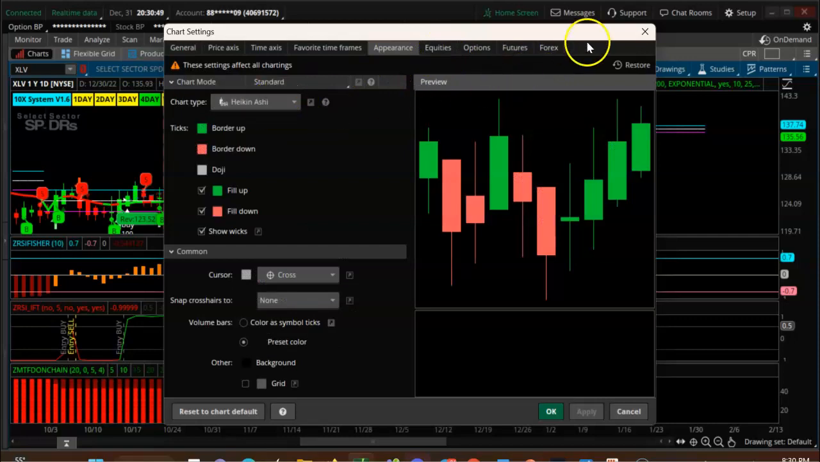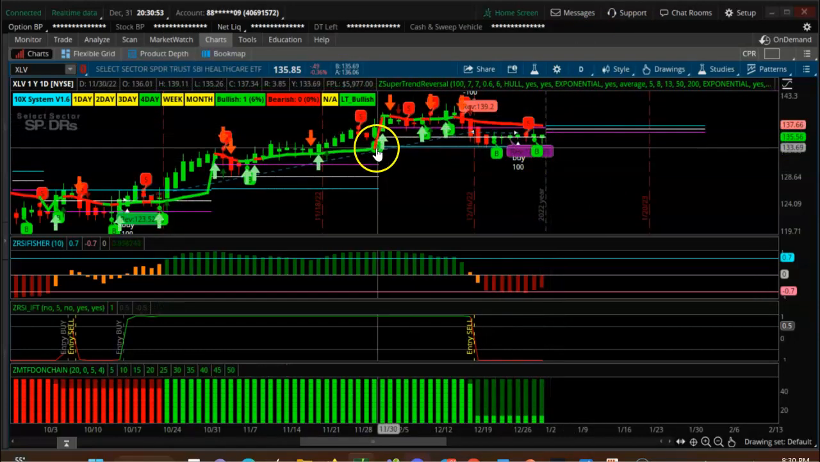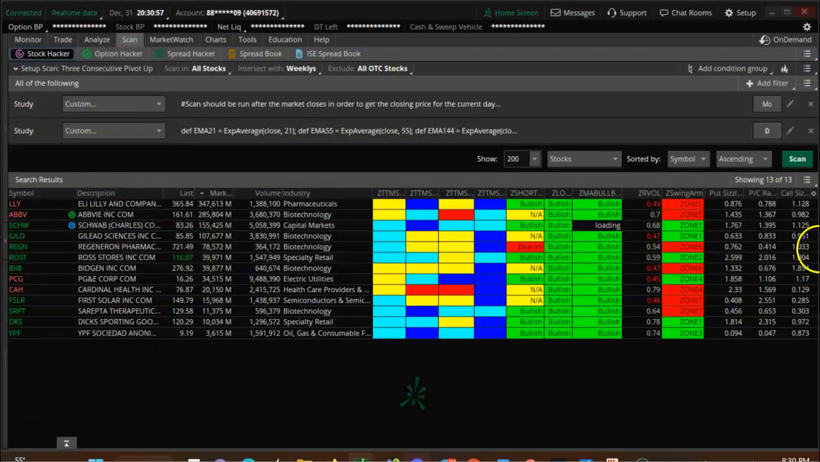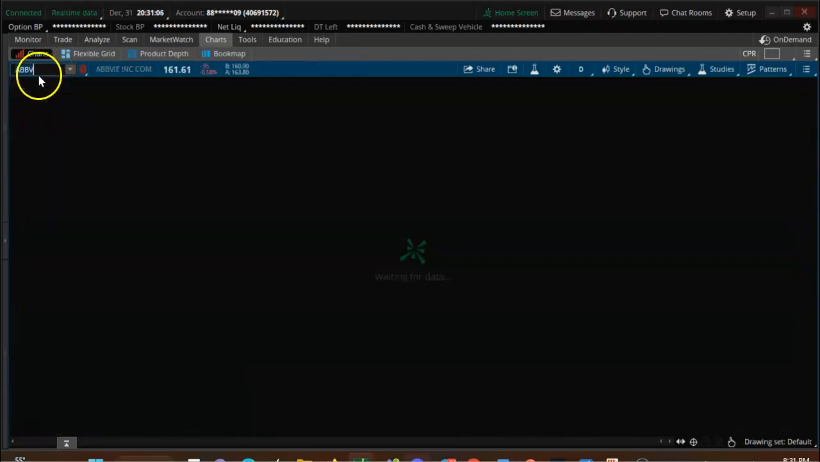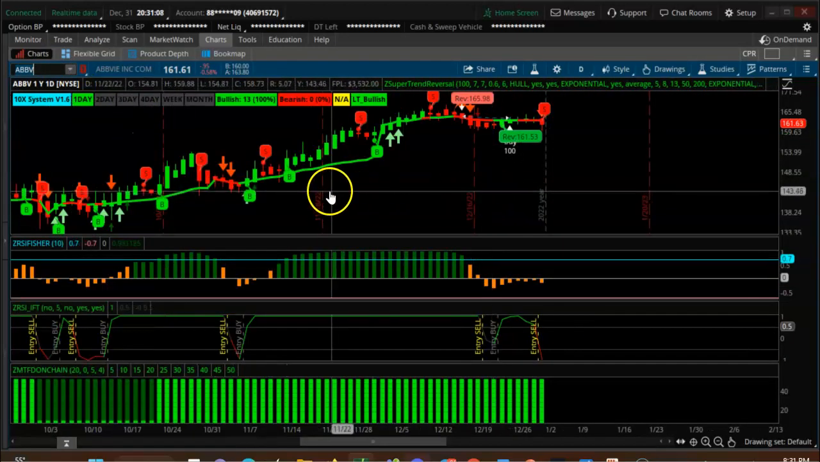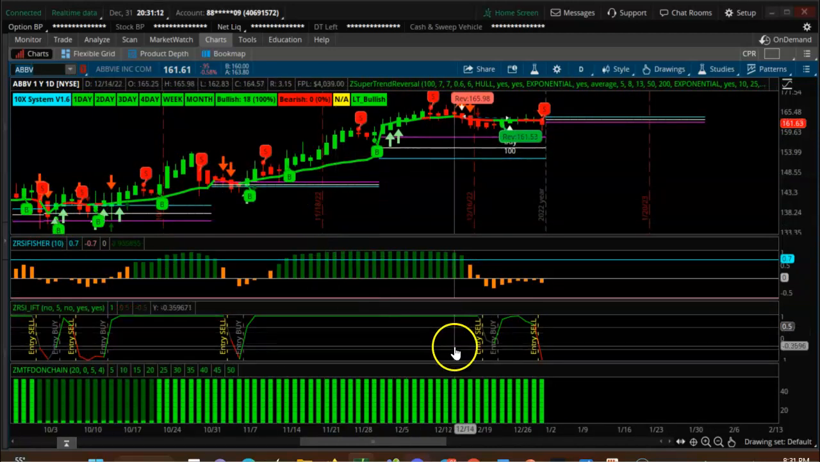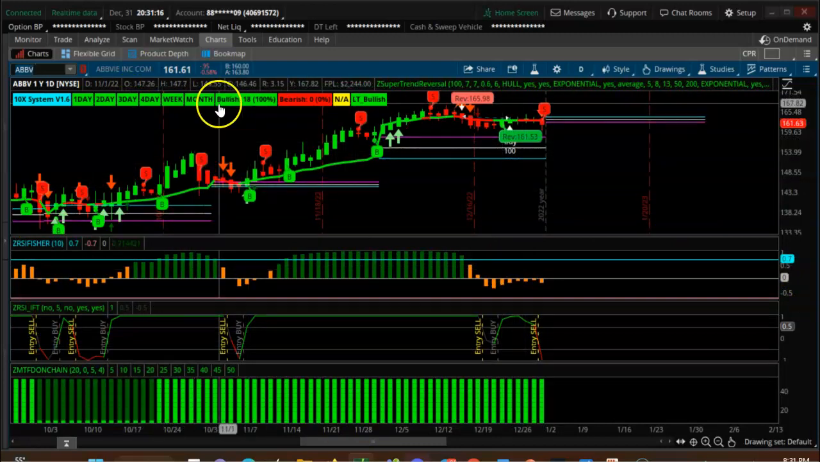Appearance, Heikin Ashi, still Heikin Ashi. Okay, so you want to have a bullish candle with an upper wick, no lower wick, with the green. So that's the first one. So let's look at ABB. Okay, see it's bullish. Okay, so here the trend is up. You see all the time frames are up.